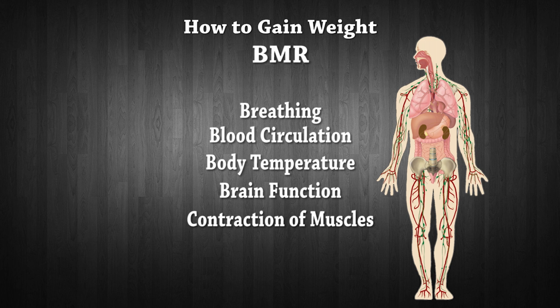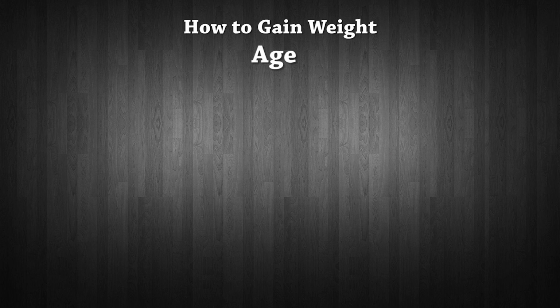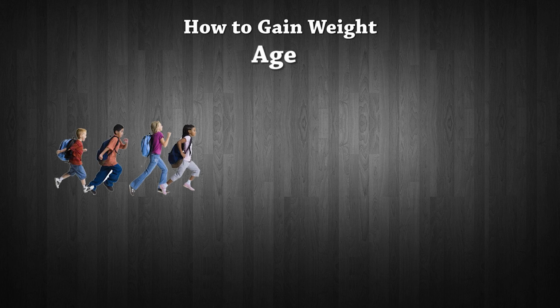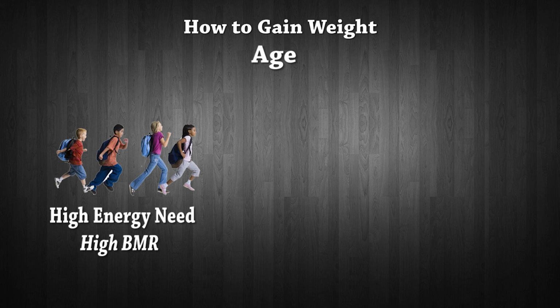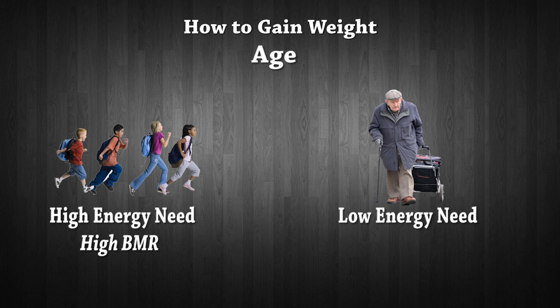Now, with BMR, you'll find it differs from person to person based off some key criteria. The first bit of criteria we'll look at today is age. When a person is younger and going through growth spurts, they require a lot of energy to compensate for the changes going on in their body. This results in a higher BMR. As a person ages and stops growing, their metabolism also slows. This would result in a lower BMR.